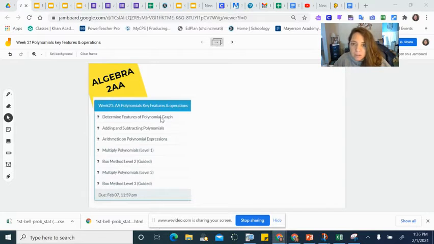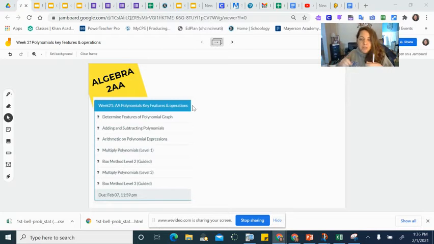Happy Black History Month, and we'll be pulling in some cool things from NASA history and the different ways that African American men and women contributed to the math and science fields. Today, though, we're going to focus on the polynomial key features of the graph, one last bit of that, and then operations. We're going to start operations.